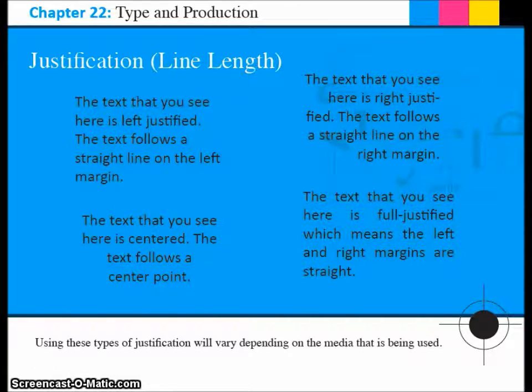It follows a center point, and you would usually use that in invitations or in areas where you would like to set off text. The text on the bottom right is full justified or force justified or left-right justified, which means that the left and the right margins are exactly straight. But sometimes it makes the text look a little weird if you have too few words, and it kind of forces the words into a certain space and makes it less readable. Newspapers usually use this because they're using such skinny columns, but it doesn't particularly work well in a book format.